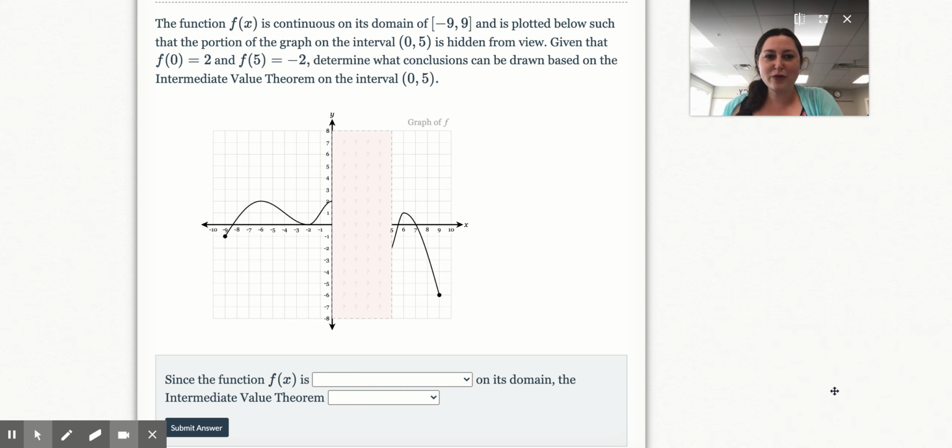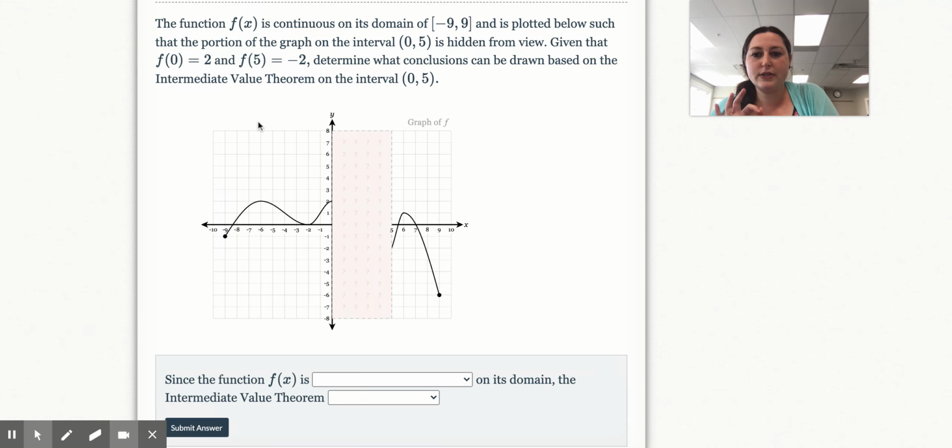Okay, so I just want to go over some examples from Delta Math so you can have an easier time doing these problems. All right, the function f of x is continuous on its domain from -9 to 9 and is plotted below such that a portion of the graph from 0 to 5 is hidden. So basically, they're telling you this is a continuous function, but they're covering up part of the graph so you can't see the full thing.